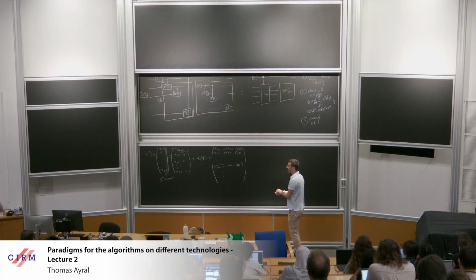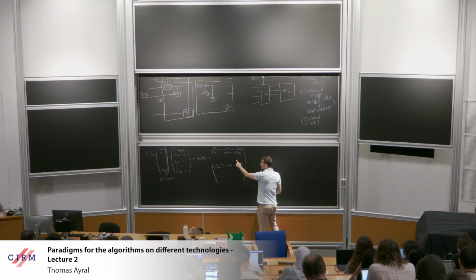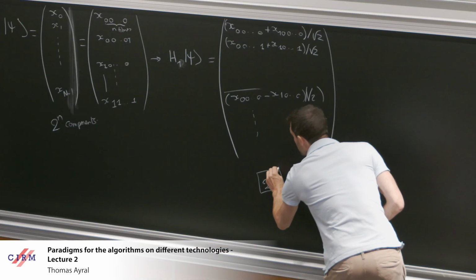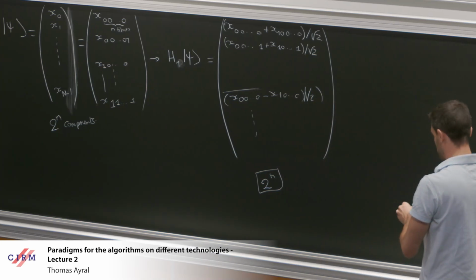And now if I count how much it costs me in terms of classical computations, you see I have to do 2 to the power n additions, right? So this is the price of this Hadamard gate if I do it on a classical computer.